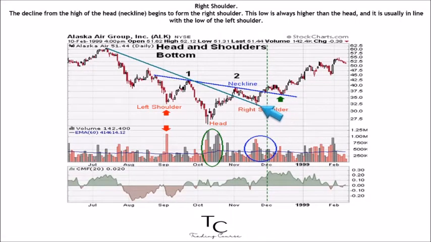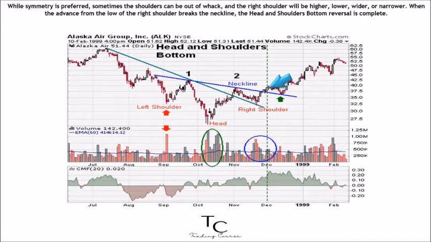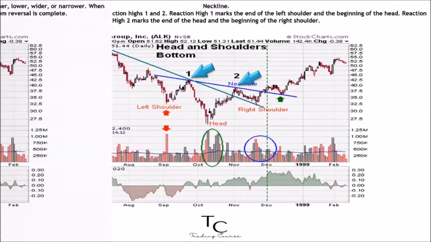Right shoulder. The decline from the high of the head, the neckline, begins to form the right shoulder. This low is always higher than the head, and it is usually in line with the low of the left shoulder. While symmetry is preferred, sometimes the shoulders can be out of whack, and the right shoulder will be higher, lower, wider, or narrower. When the advance from the low of the right shoulder breaks the neckline, the head and shoulders bottom reversal is complete.